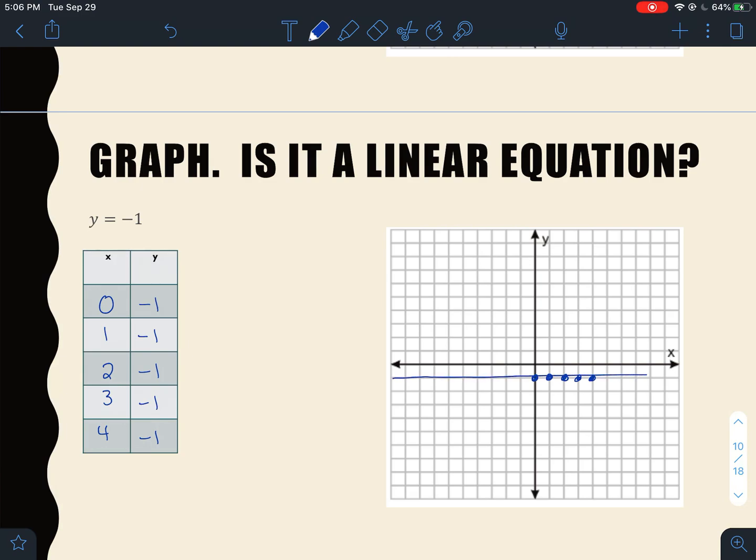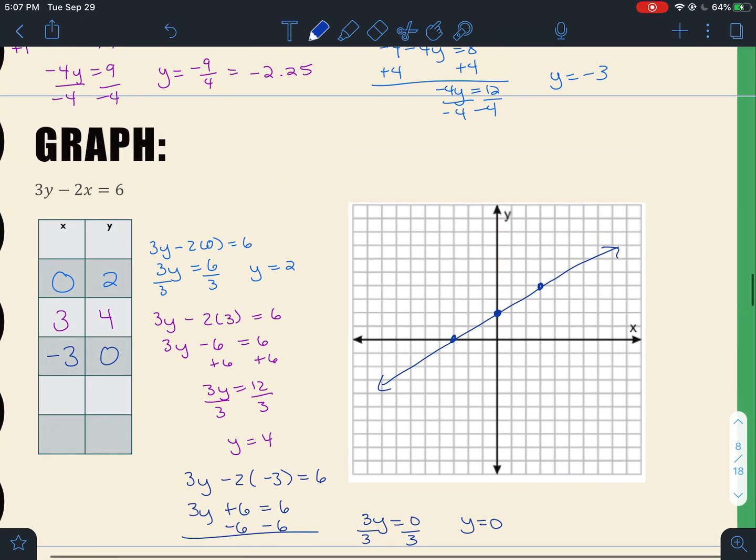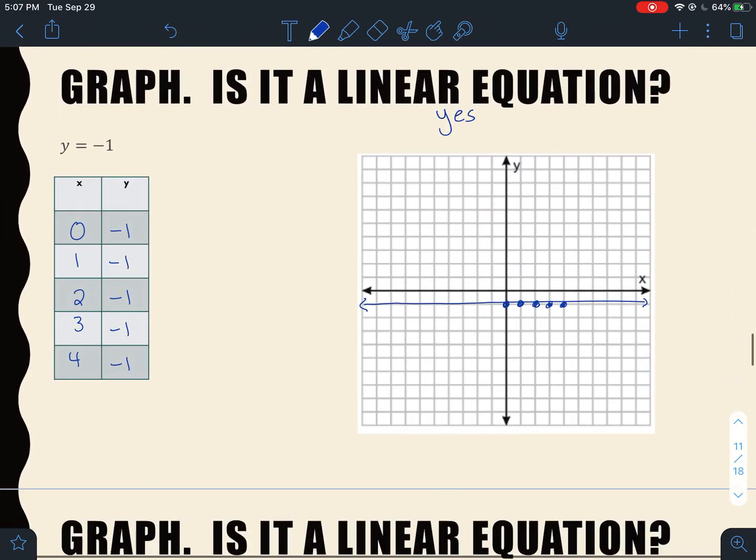And notice all of those are just making that straight horizontal line. And yes, it's linear because it makes a line. So y equals -1 is a linear function. So this one's yes. This one's no, it's not linear. And this one, oh, that one was just graph.